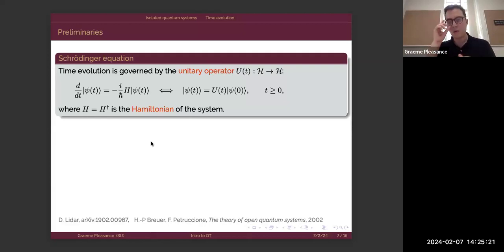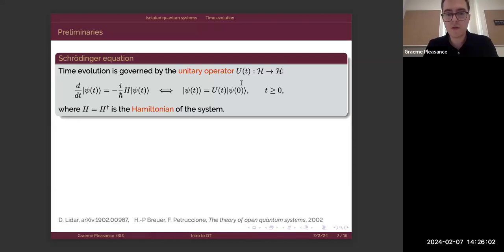The way that we describe time evolution in quantum mechanics is through the so-called Schrodinger equation. Time evolution is governed by a unitary operator, which I denote by U. This U is a linear map on our Hilbert space. It takes as input some quantum state and maps it to another quantum state at some later time, where this parameter t is a time parameter. We assume that we can initialize our system in a particular state, and then this unitary operator maps it to a state at a later time.